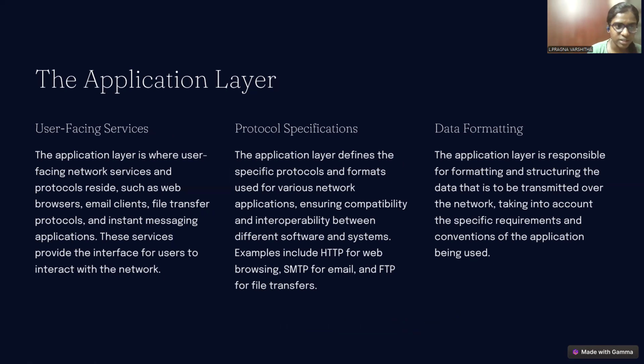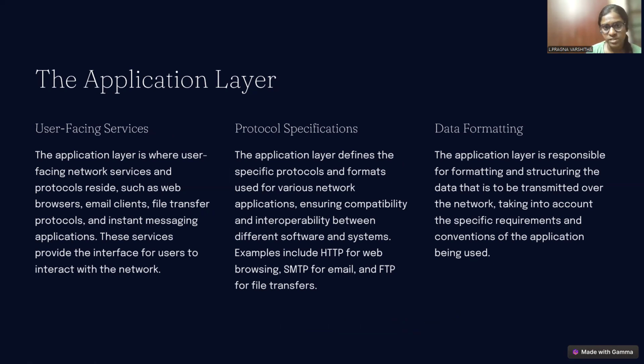Next one is the application layer. So first one is user-facing services. So the application layer is where user-facing network services and protocols reside, such as web browsers, email clients, file transfer protocols, and instant messaging applications. So these services provide the interface for users to interact with the network.